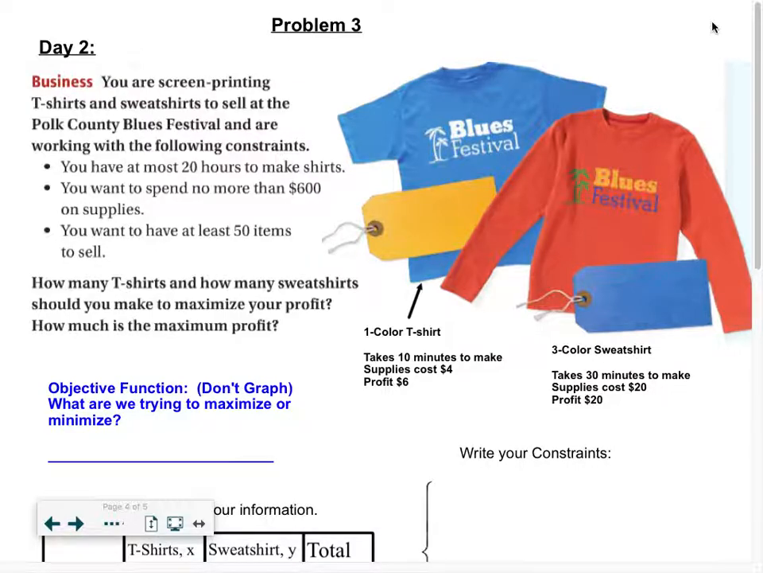So it says, you are screen printing t-shirts and sweatshirts still at the Polk County Blues Festival and are working with the following constraints. You have at most 20 hours to make shirts. You want to spend no more than $600 on supplies. And you want to have at least 50 items to sell. So first, we're going to complete this table.